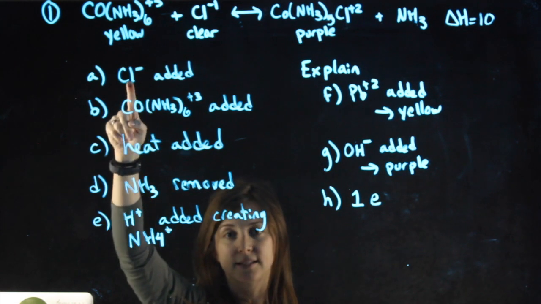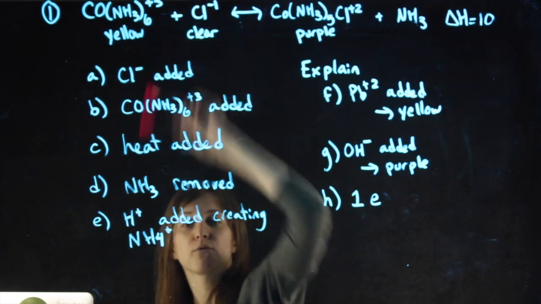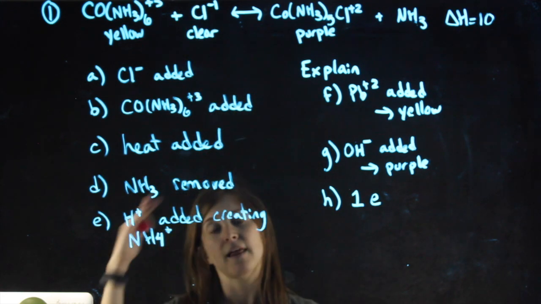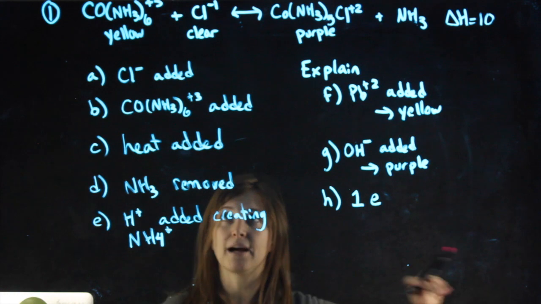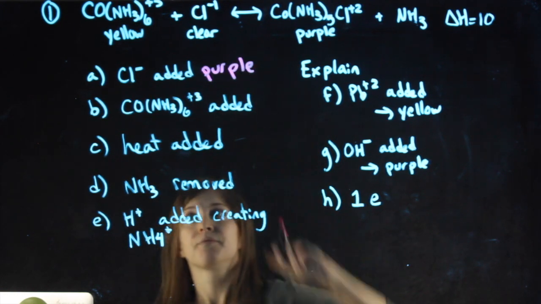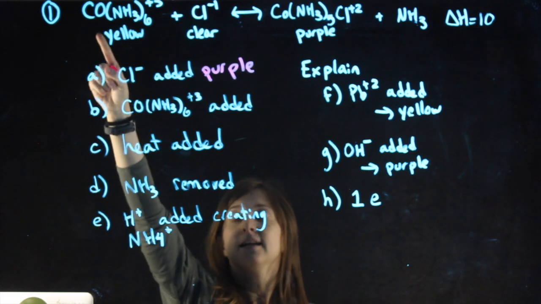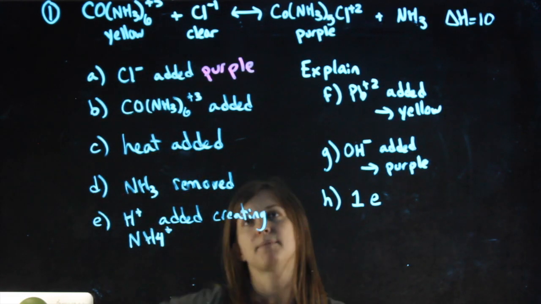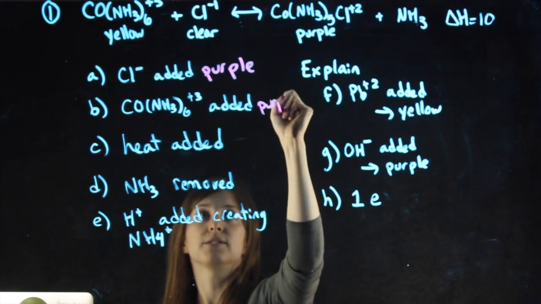When Cl minus is added, we have more reactants, more stuff over here, like a hill on the left. That would shift right to flatten out. The right side is purple. Same idea, if this is added, a hill on the left, shift to the right to balance out, we would see purple.